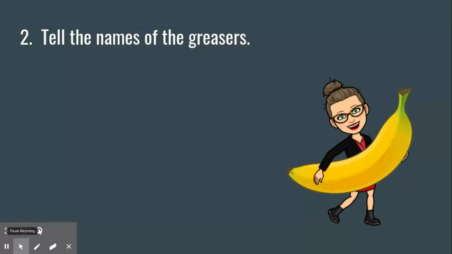So the way we want to frame this answer is: blank, comma, blank, comma, blank, comma, blank, comma, blank, comma, and blank are greasers, and then you're going to put the names in those blanks. So go ahead and complete item number two. Now I want you to complete items 3 through 6. Look up when you have finished and are ready to go on.